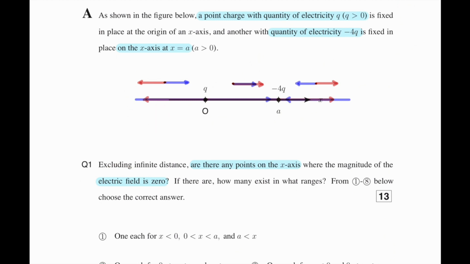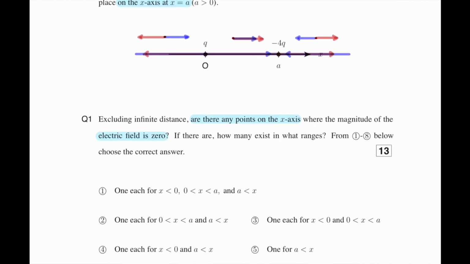I will show you the calculation. First of all, I will assume that the distance from this point to the origin is x. So assume this is x, the distance is x.